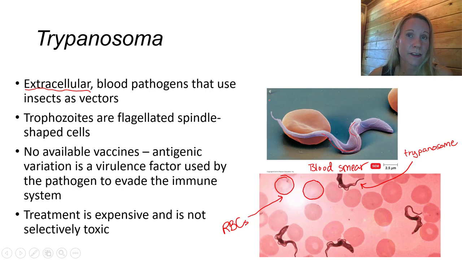Once again, treatment is available. It is expensive. This is a disease of Africa as well as Central and South America. We do not have the vectors for trypanosoma infections here in North America. So if we do have infections, they're rare in the United States, and it's only from people who have traveled to parts of the world where there are the native vectors for these pathogens. The treatment is severe, it's not selectively toxic. In other words, it isn't effectively just toxic to the parasite. It does have side effects in the patient.